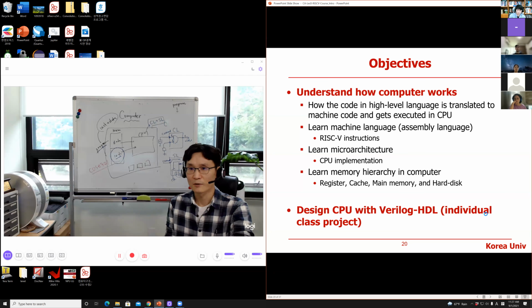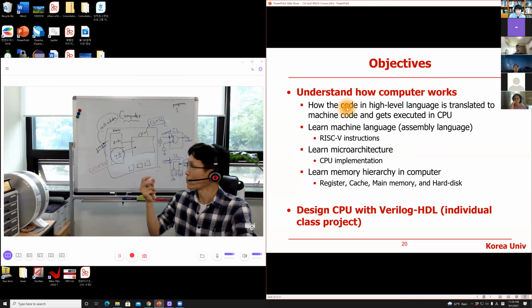Okay, those are the topics we are going to study. The first three bullets are about the CPU, and the fourth bullet is the memory components in the computer, the memory hierarchy. So the first one is translation of the code.